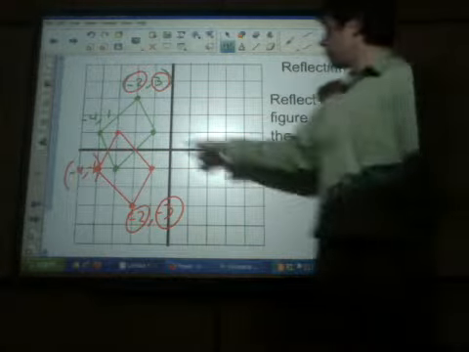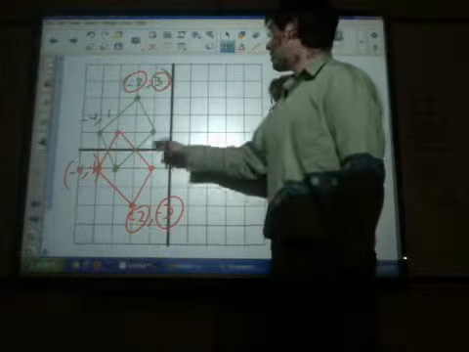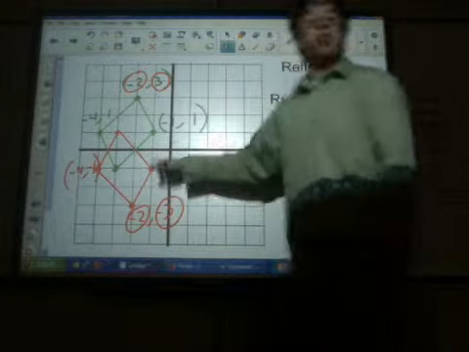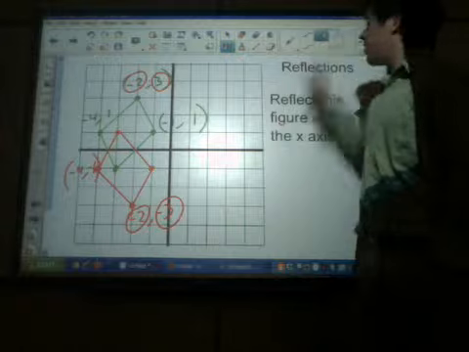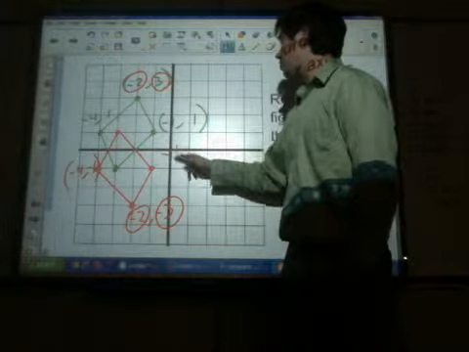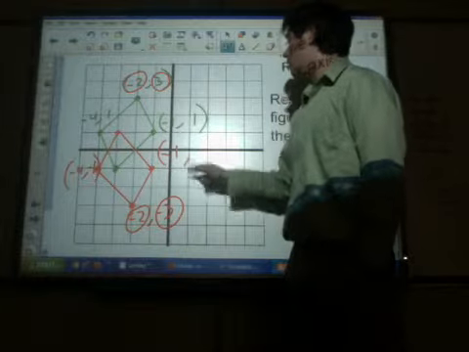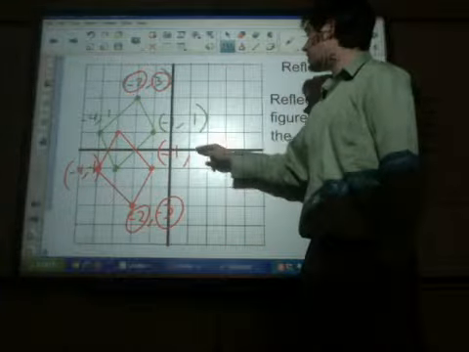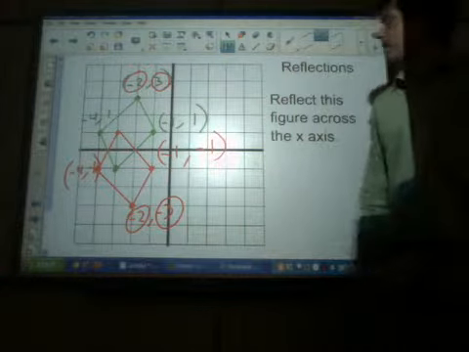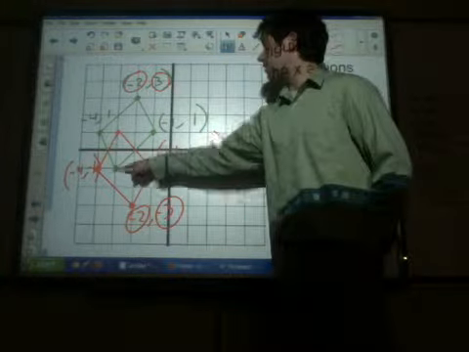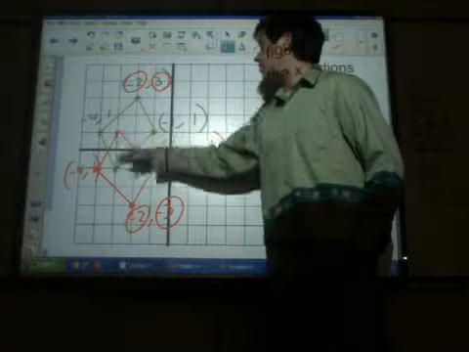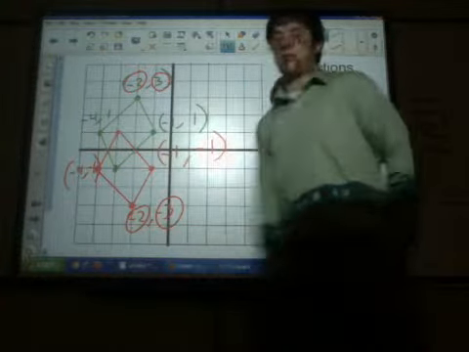This point here is negative 1, positive 1. Without even looking at where this point is, I know that reflecting it across the x-axis means x is not going to change, so that's going to still be negative 1. Y is going to change from positive to negative. Negative 1, negative 1. The same thing is going to be true about this last point. It started as negative 3, negative 1. Its reflection is negative 3, positive 1.